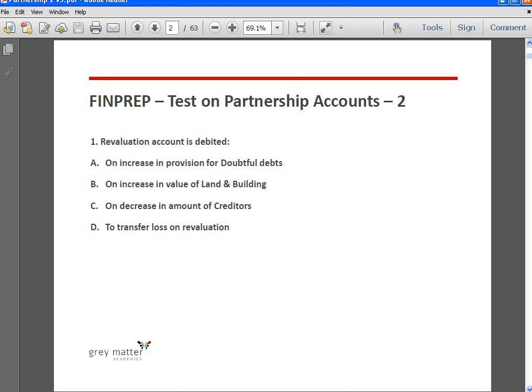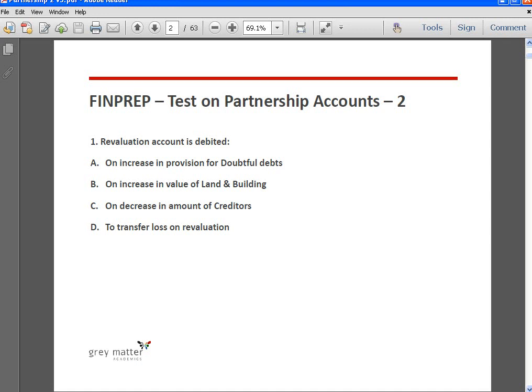If you look at option A, increase in provision for doubtful debts is a loss, and as I told you, all losses have to be debited to the revaluation account, and hence A is the answer. The next option, increase in value of land and building, is actually an increase in the value of an asset, so it will be credited to the revaluation account and not debited. So B is not the answer. Similarly for C, when the amount of creditors decreases, it is a favorable thing for the firm and hence it will be credited to the revaluation account. So C is not the answer.